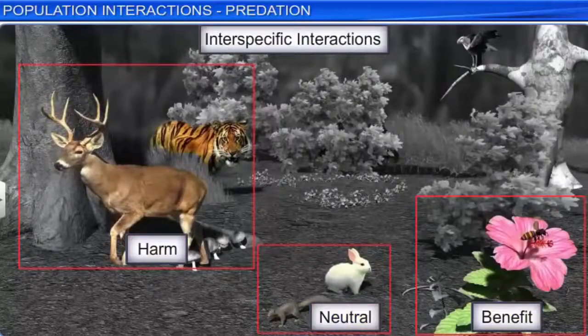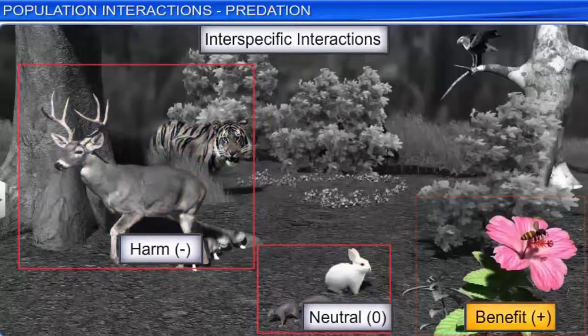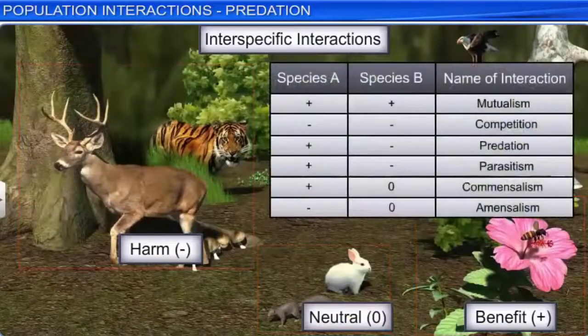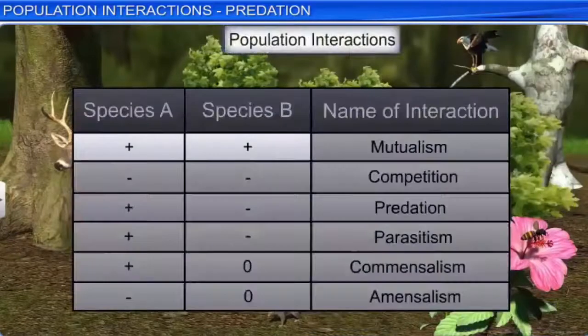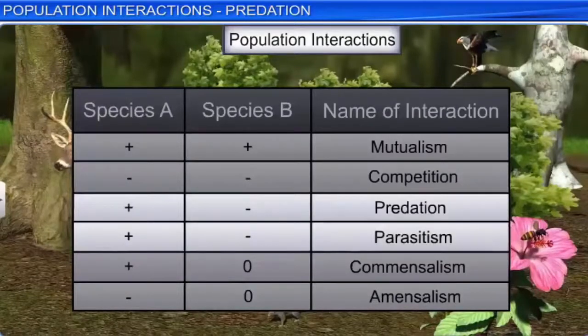Using a plus sign for beneficial interaction, a minus sign for detrimental or harmful interaction, and a 0 for neutral interaction, the possible outcomes of interspecific interactions are shown in the table. When both species benefit from the interaction, it results in mutualism. On the other hand, if both species lose out during the interaction, it results in competition. In both parasitism and predation, the interspecific interaction benefits one species while it harms the other species.